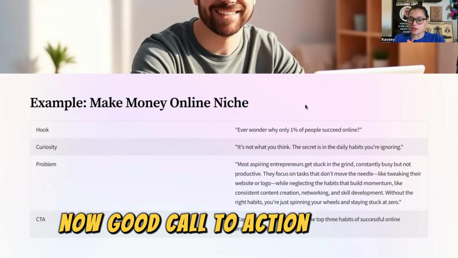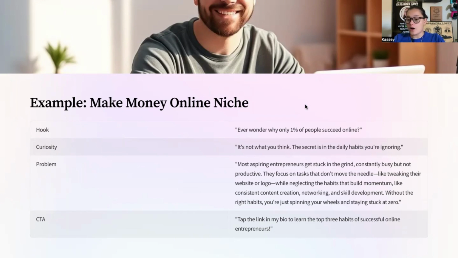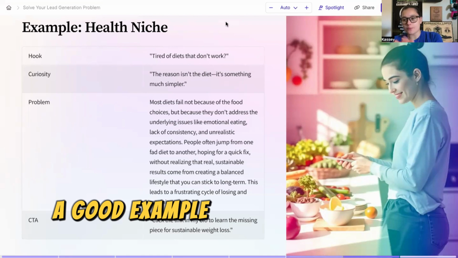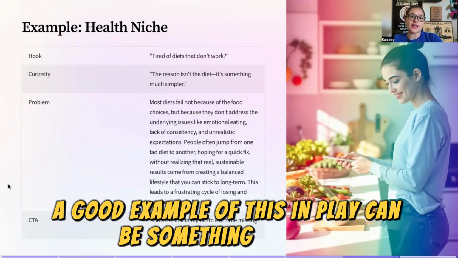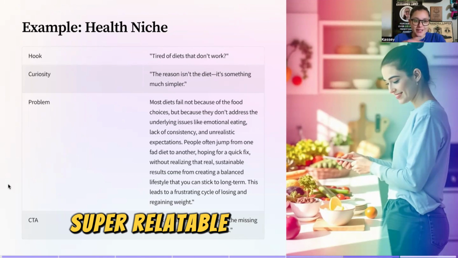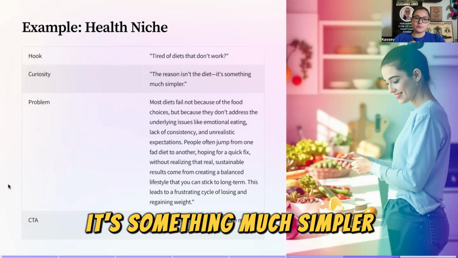Now, a good call to action could be, tap the link in my bio to find out the top 3 habits of building a successful online business, or niche. Another good example of this in play can be something like: hook, tired of diets that don't work? Super relatable, right? Curiosity: the reason the diet isn't working is something much simpler.